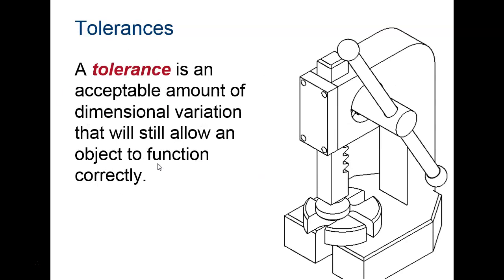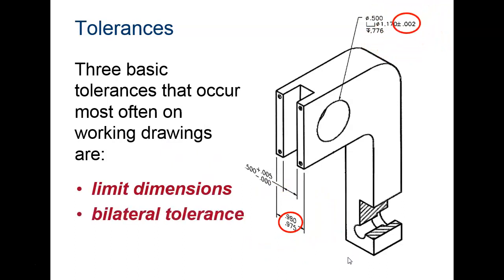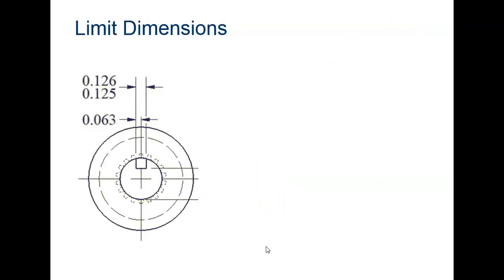So I think I already said the definition of what a tolerance is, but it's the acceptable amount of variation you can have that still lets the part work appropriately. There are 3 different types of tolerances. One is called the limit dimension. It's right there. A second type of tolerance is called bilateral. Notice the plus and minus, and it's the same value. A third one is unilateral. Notice there's a plus and minus, but they're not the same.